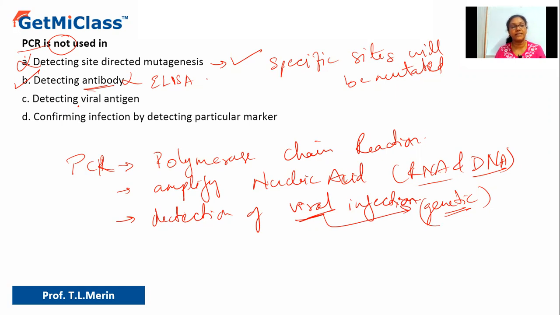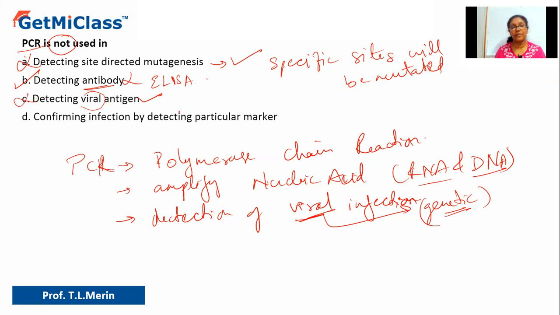Then option C says detecting viral antigen. Yes, PCR is used for that, as I told you. First, we will see whether the nucleic acid for that particular viral production is present in the sample, and then that will be amplified. Further, we will know whether the virus is present or not. So this is a correct statement because PCR is used here, but that is not our answer.